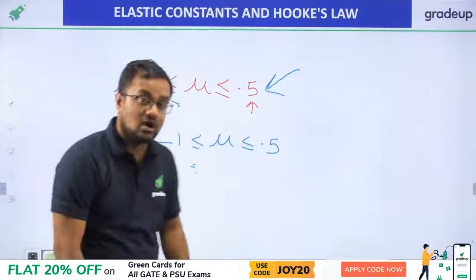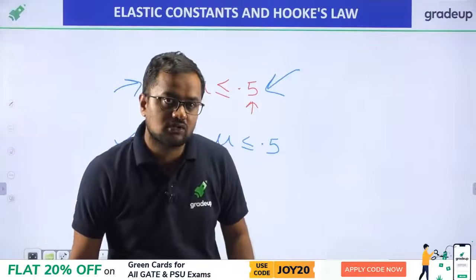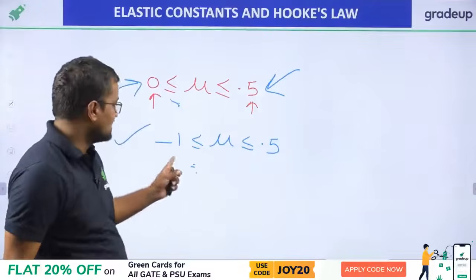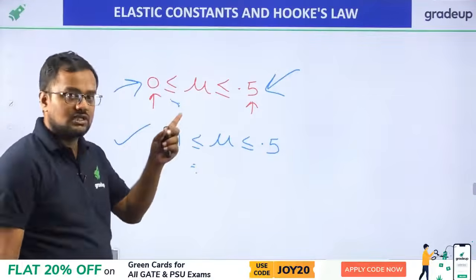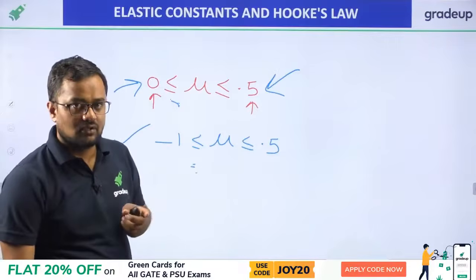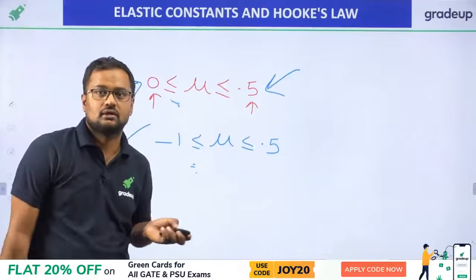So GATE has not given a different answer. Actually the question was different. When the question was for all materials, for all substances on earth, the answer was minus 1 to 0.5. But if in the question, again after 5 years, they have only asked for metals or engineering materials, then the answer will be 0 to 0.5. Okay.